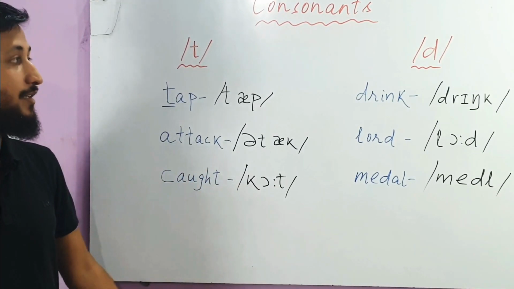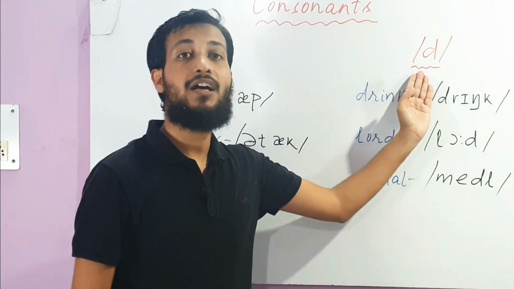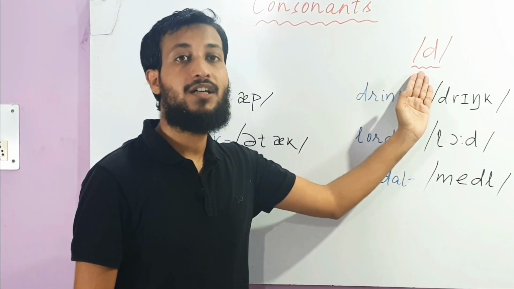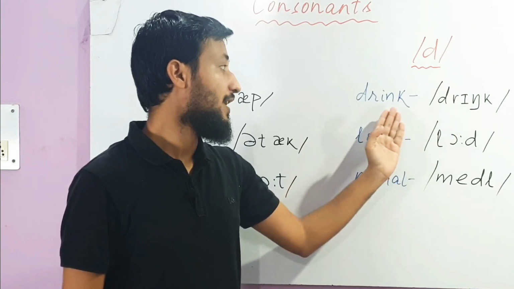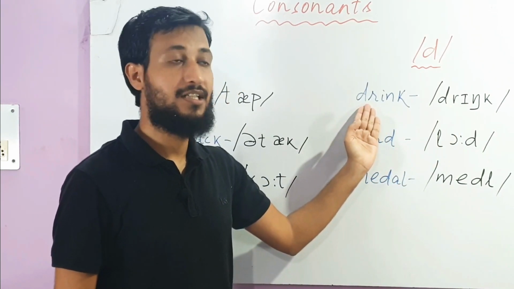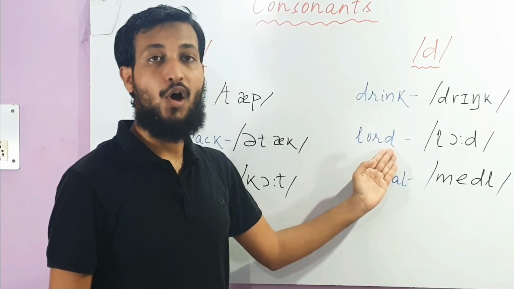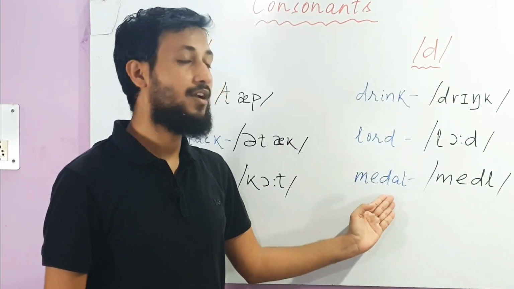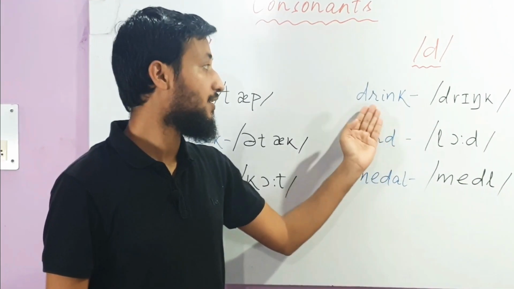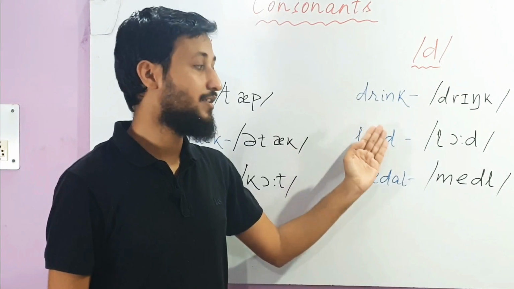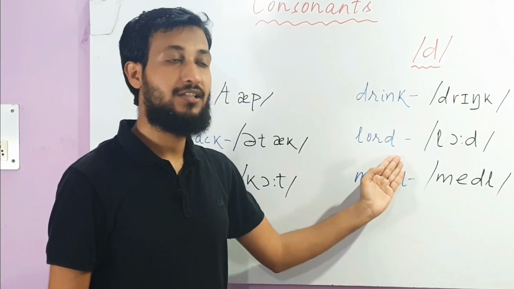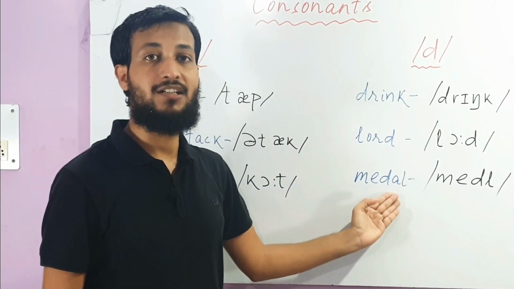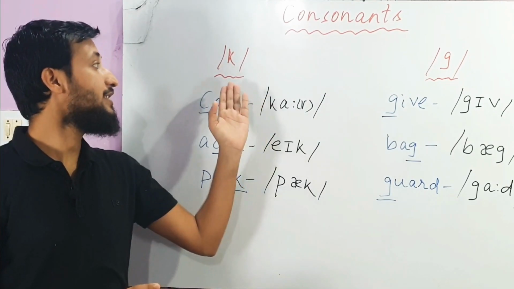And the next one is d, as in drink, lord, medal. Drink, lord, medal. So the next sound is k, as in car, egg, pack.